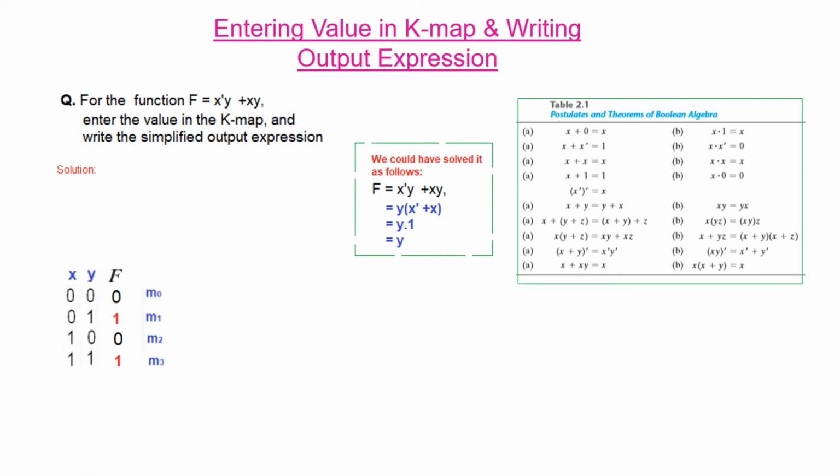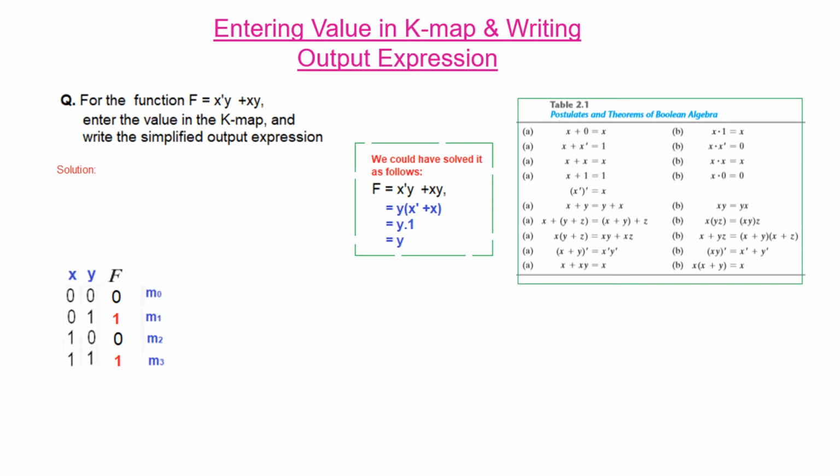This is our function. Now we have written the truth table, and from here we have to put the value of the function as 1. So when will this be 1? When either this term is 1 or this term is 1.